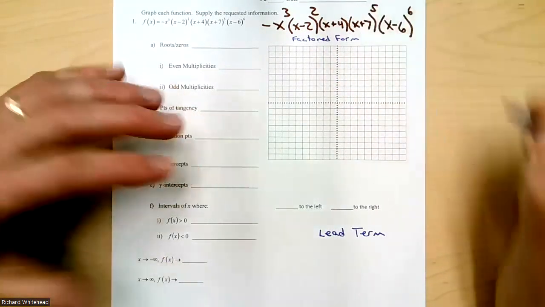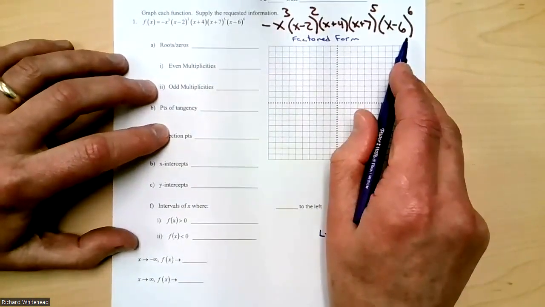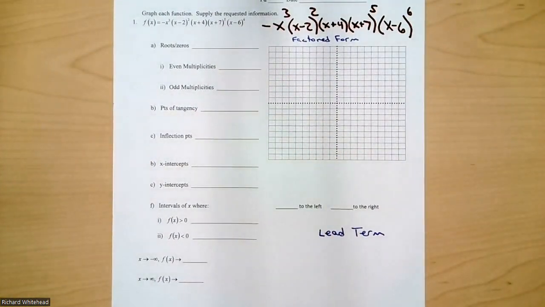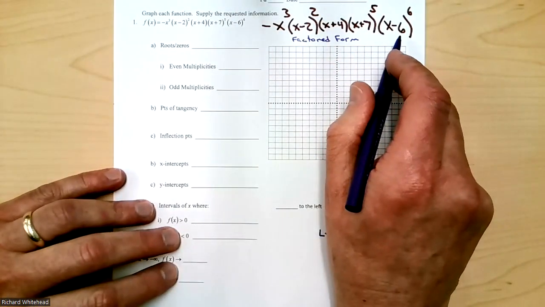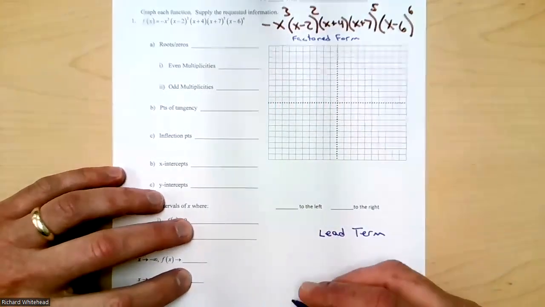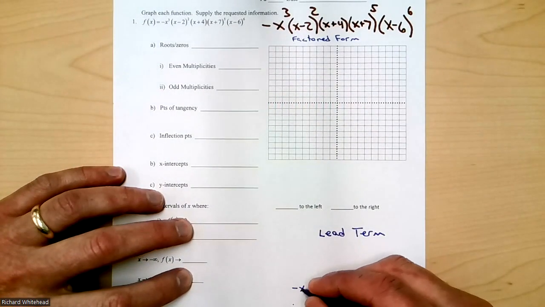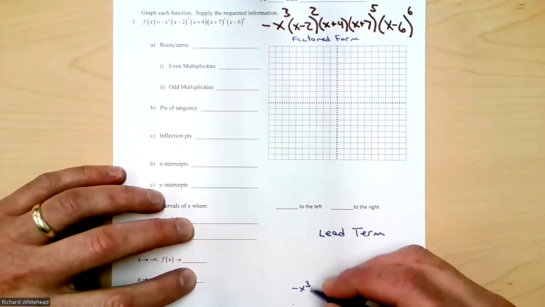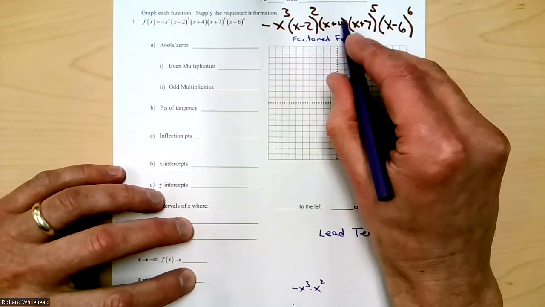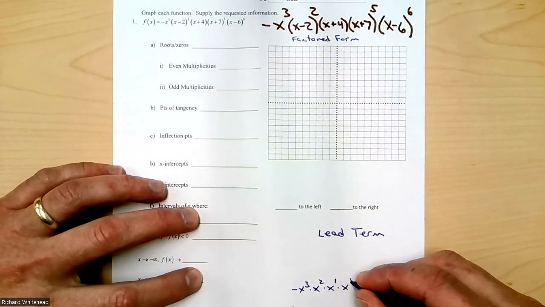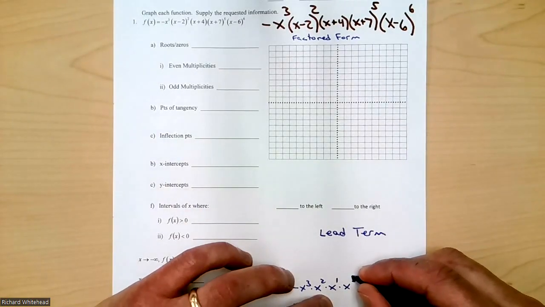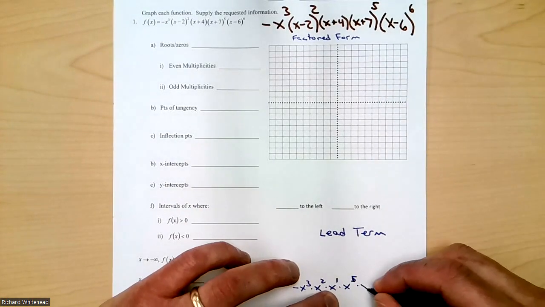Well, it's not that hard. The lead term would be if I multiplied this whole thing out. And then somebody yells at me and says, no way, that's crazy. You don't have to multiply the whole thing out. We just have to look at the x's and the exponents. If I were multiplying this out, I would have a negative x cubed times an x squared times an x to the first times an x to the fifth times an x to the sixth.